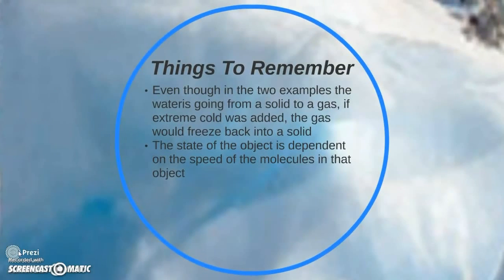So things to remember from this presentation: even though in the two examples that I did, water is going from a solid to a gas, if this was a closed system, which means all the molecules stayed in together, you'd be able to freeze the now water vapor back into ice with extreme cold. And also, the state of an object is defined by the speed of its molecules. So if molecules are moving really slowly, it's a solid, and if they're moving really fast, it's a gas, and then liquids are in between.